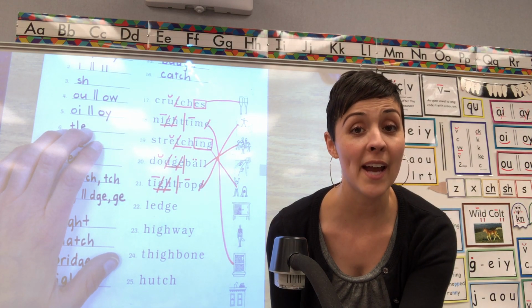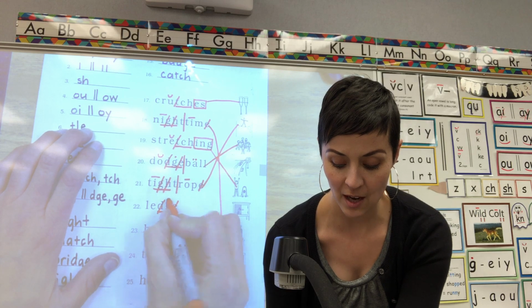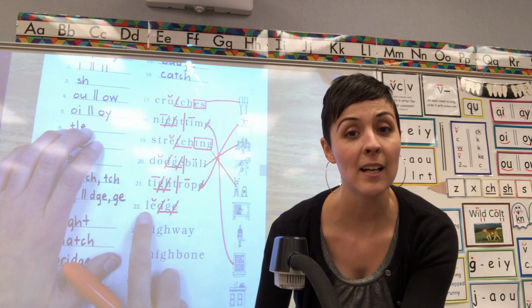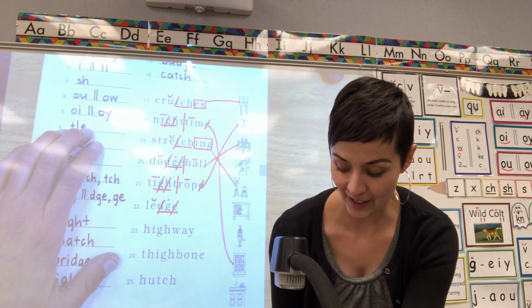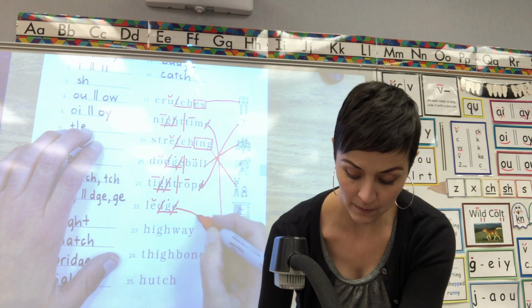22, trigraph, DGE. Underline, cross out, J dot, breathe above the E. Can we read it starting L? Get ready. Edge. What word? Ledge. You got it. Do you see the edge of that building is called a ledge? Match it.